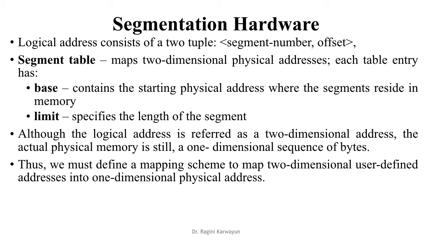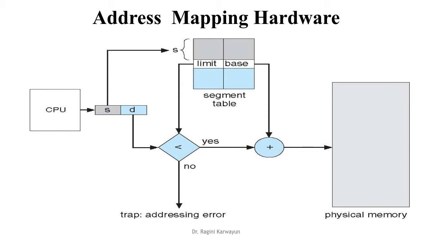We need a segment table, a two-dimensional table where we have two entries per segment number. This table is indexed by the segment number and holds the base, the starting physical address where the segment resides in memory, and the limit field that specifies the length of each segment. So we need a memory mapping technique to convert the logical address, a two-dimensional address, into the physical memory, which is still a one-dimensional sequence of bytes. So this is the basic mapping hardware that is used.